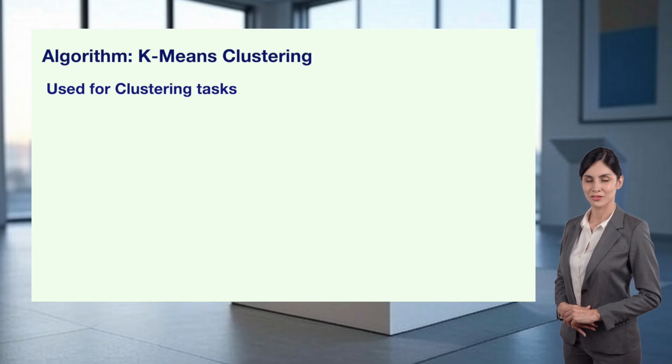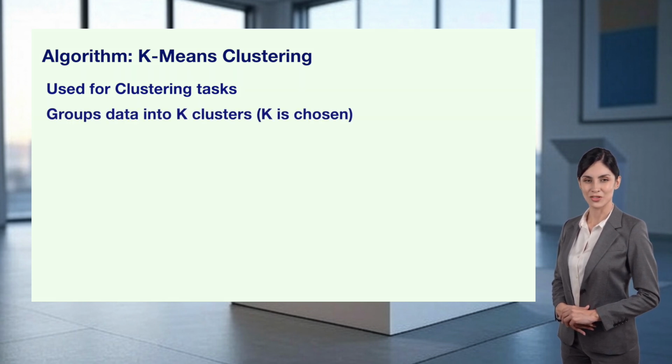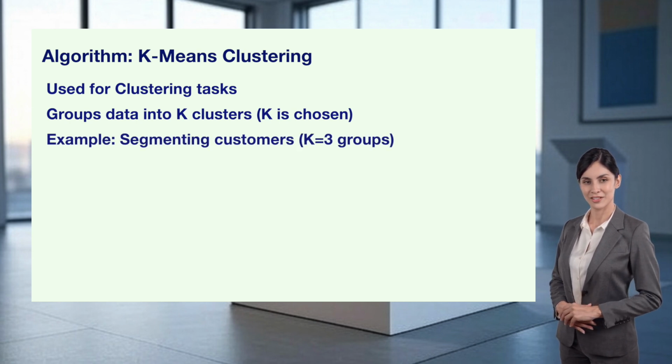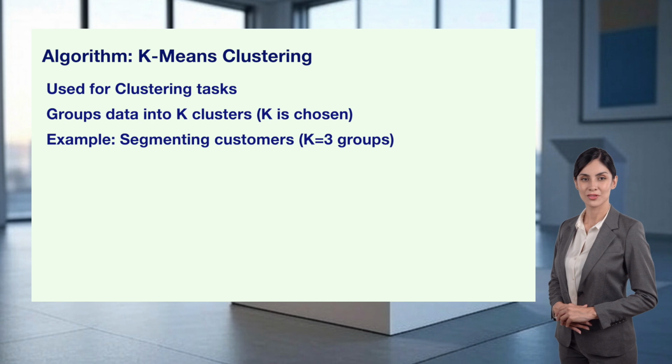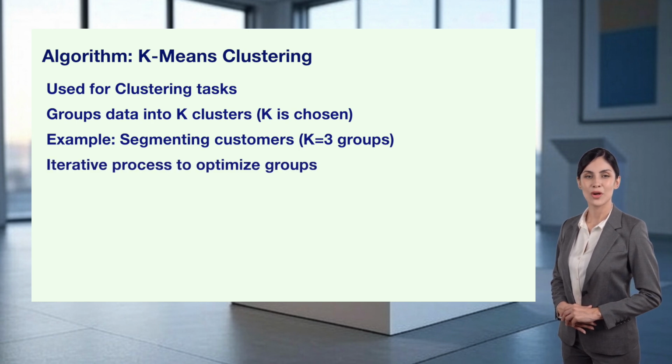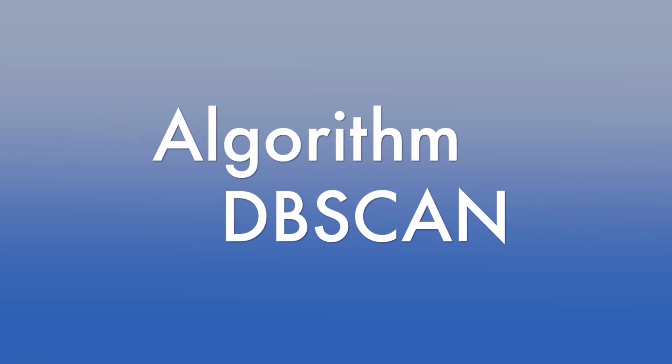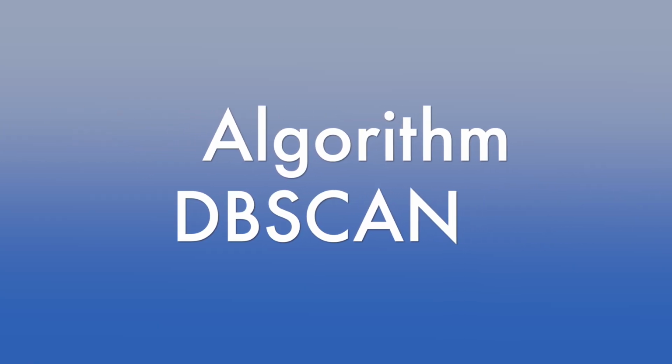One popular algorithm is k-means clustering, used for clustering tasks in unsupervised learning. It groups data into a predefined number of clusters, called k, which you choose, like setting k to 3 for 3 groups. For example, it might segment customers into 3 groups based on their behavior. K-means uses an iterative process to optimize the groups, adjusting until the clusters are as tight as possible. It's a simple yet effective way to find natural groupings in data.